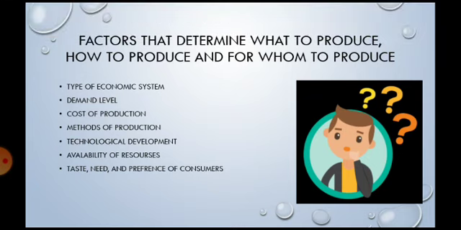Another point we have there is the size of population. The size of population and its structure will determine the quantity of what to produce. When population increases, there will be an increase in demand for goods, and this will lead to an increase in quantity of goods produced.